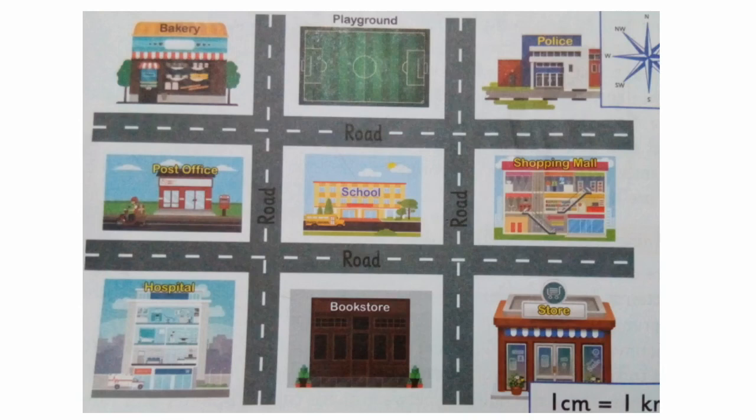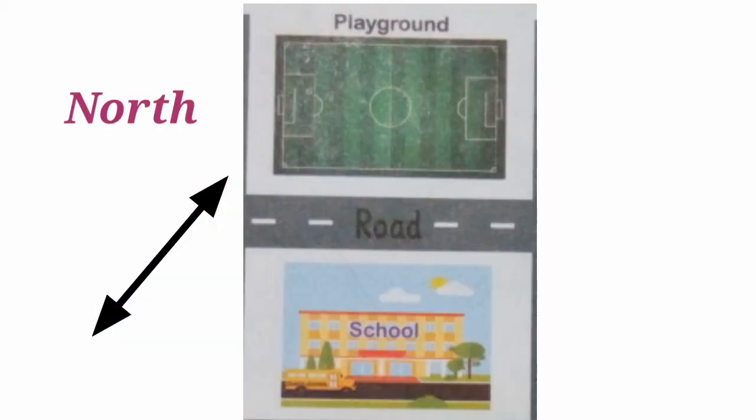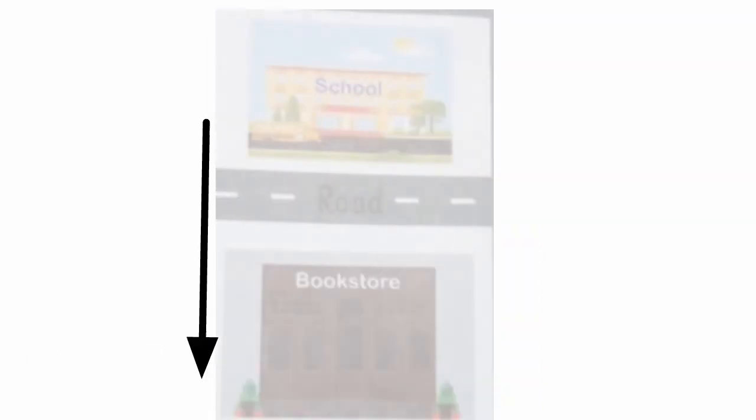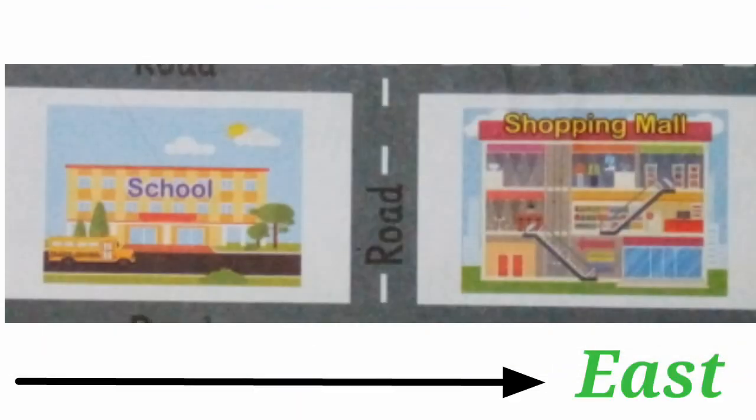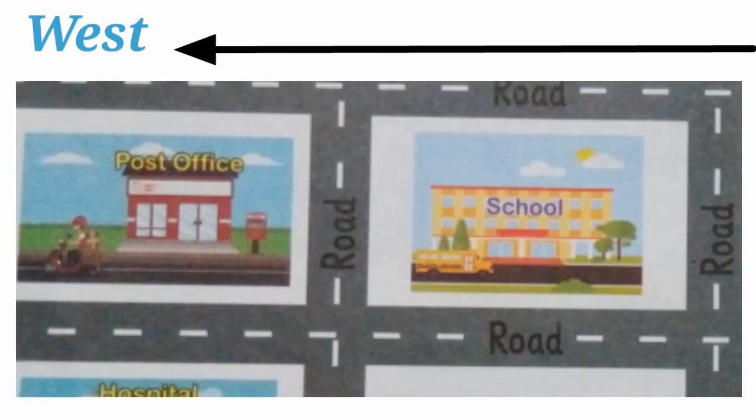Okay, now look at the map. In the middle of the map there is a school. There is a playground on the upper side of the school, meaning in the north direction. At the bottom of the school there is a bookstore in the direction of south. There is a shopping mall to the east, and to the west there is a post office.